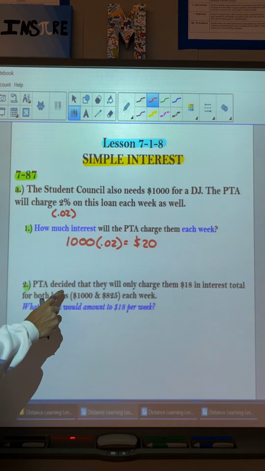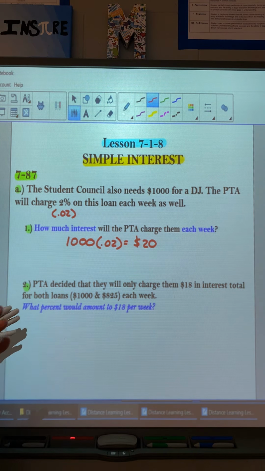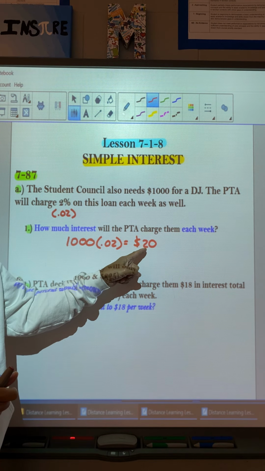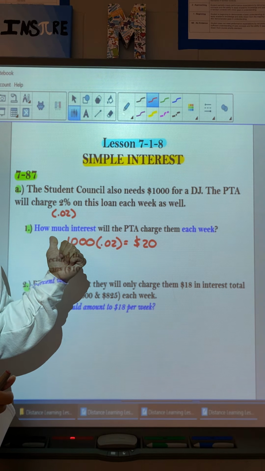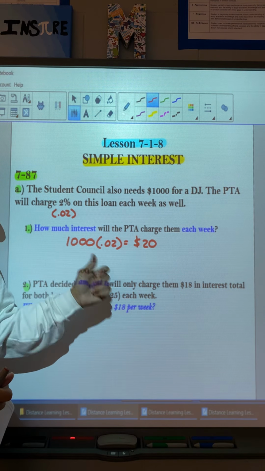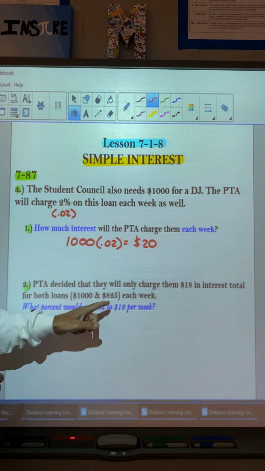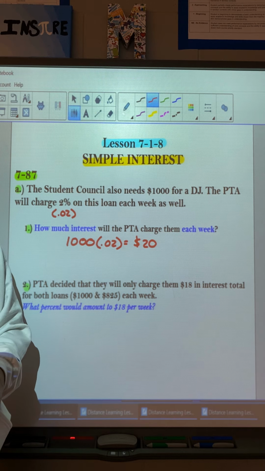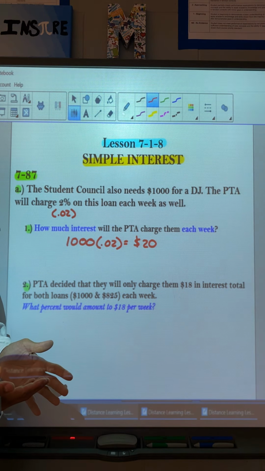Now, down here it says the PTA decided that they're only going to charge you $18 in interest total for both loans each week. So that's kind of nice. Instead of charging us $20 for here and $16.50, which would be $36.50 total, they're just going to charge us $18. So on both of the loans, what we need to figure out is what percent that would amount to. So if they're only going to charge us $18, what percent is that?